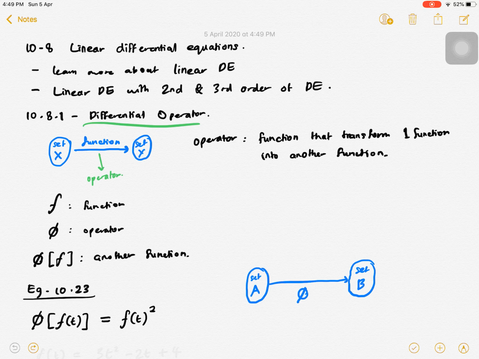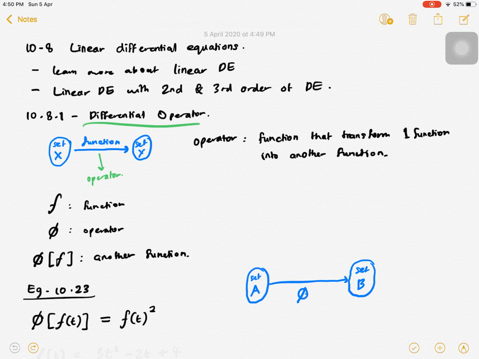And also we will learn about... previously we have learned linear differential equation for the first order of differentiation, but in this section we will learn about the second order and the third order of the differential equation. Okay, so we go to the subsection, which is 10.8.1. So we will learn about differential operator.